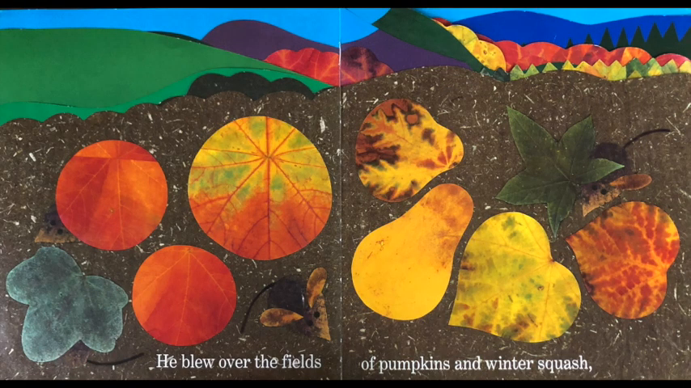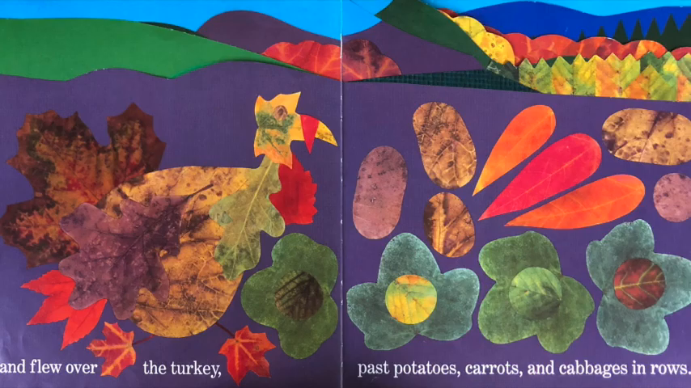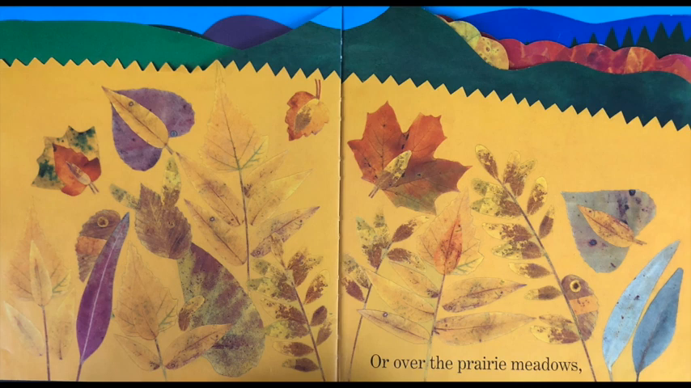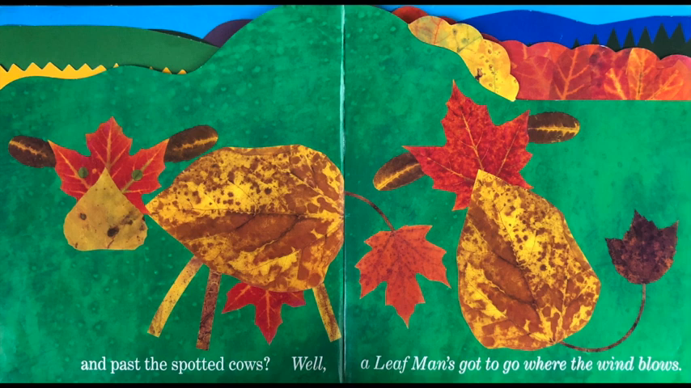He blew over the fields of pumpkins and winter squash. He flew over the turkey, gobble, gobble, past potatoes, carrots, and cabbages in a row. Then he blew out of sight. Is he drifting west above the orchards or over the prairie meadows and past the spotted cows? Moo! A Leaf Man's got to go where the wind blows.